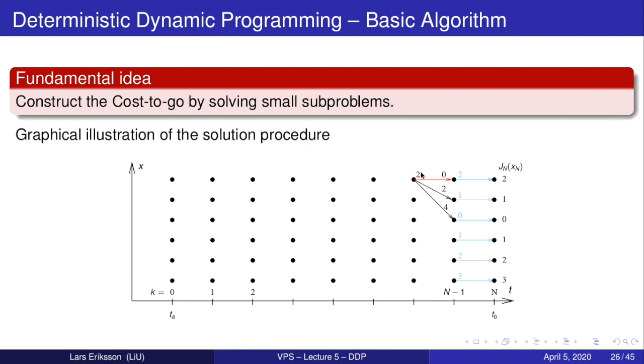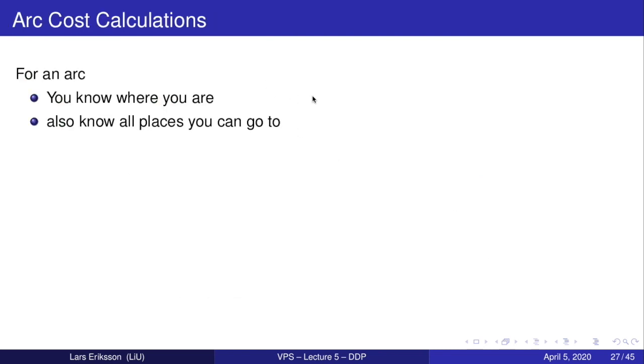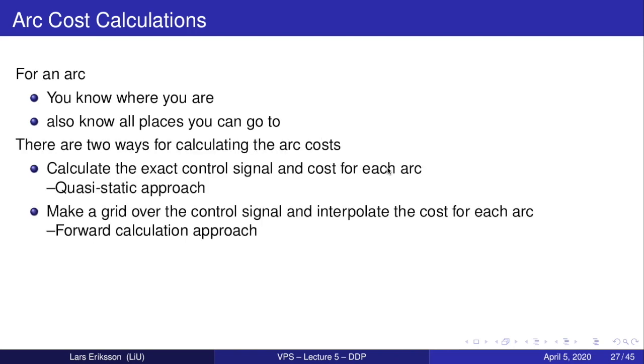Now let's look at the arc cost calculations that we're doing. There are two ways of performing them. One fundamental thing is we know where we are and we also know to which places it is possible to go. So you know where you are and you also know all the places you can go to. There are two ways of calculating the arc costs. We can look at the state we're in and then we can look at how much it costs to reach the next point that is at the end of the arc. So we're doing this for each individual arc.